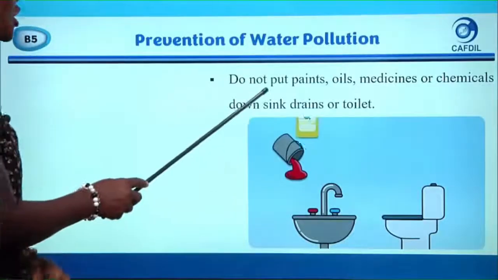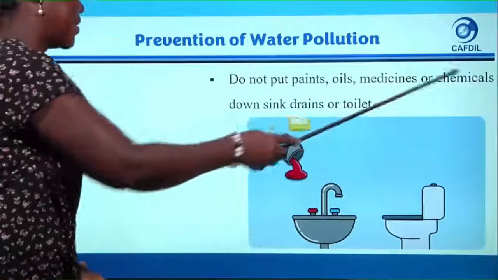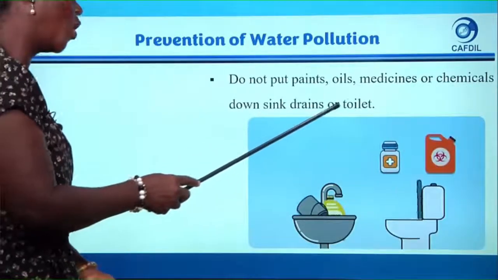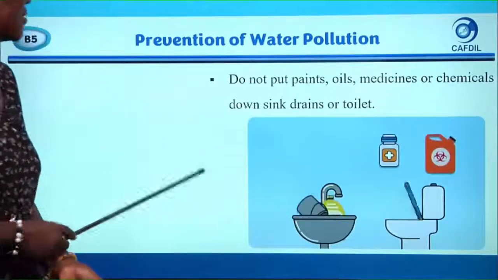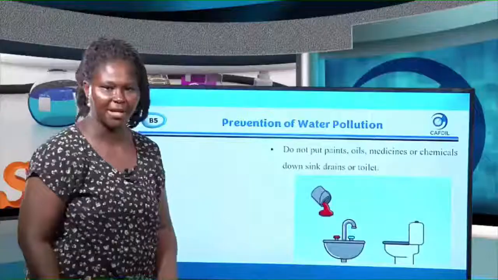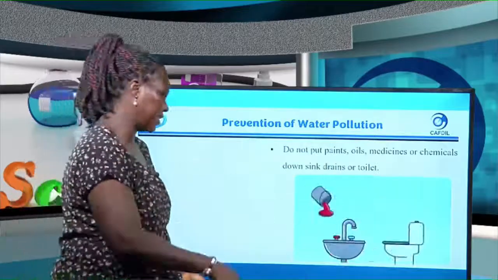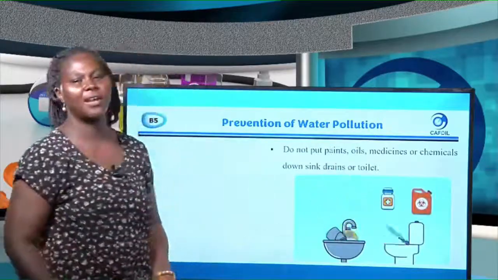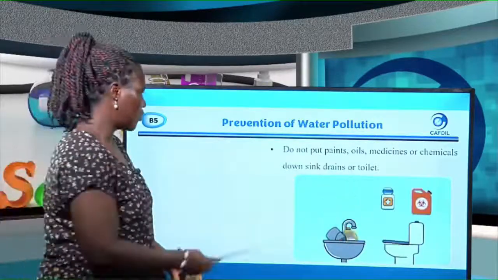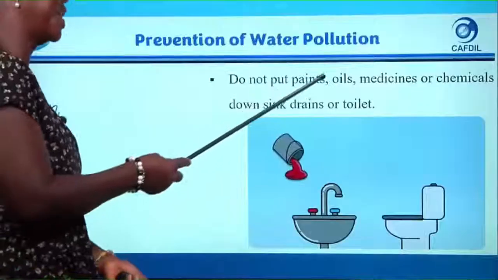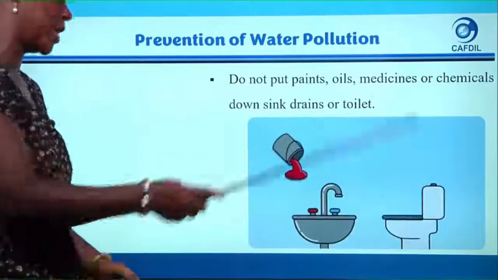Good. Do not put paints, oils, medicines or chemicals down sink drains or toilets. Now the paints, the oil, the medicines contain chemicals that can pollute our water bodies. So when you put it in the sink and it enters our rivers, our water bodies, it can make the water unsafe. So we do not put paints, oil, medicines or chemicals down sink drains or toilets.